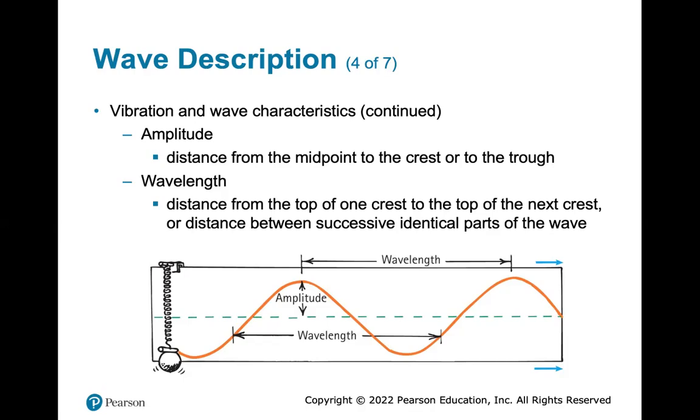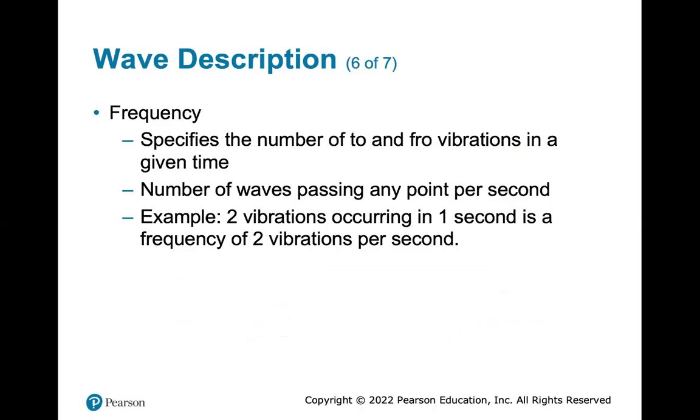If you're going up, it's to the next upgoing part of the wave at the same position. Okay, frequency. Now, frequency specifies the number of to and fro vibrations in a given time. Typically cycles per second. And we have a name for that. Cycles per second is given the name Hertz.